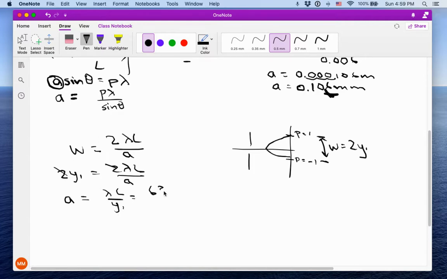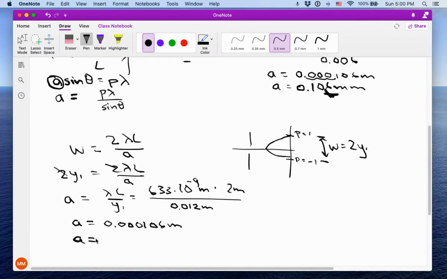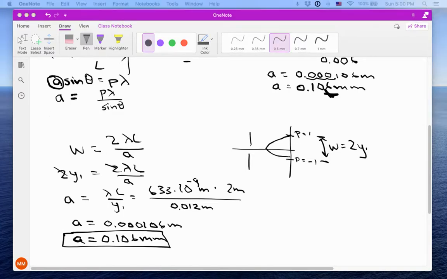And I plug in 633 times 10 to the minus 9 meters times L, which is 2 meters, divided by Y1, which is 0.012 meters. And I get the same thing. I get A is equal to 0.000106 meters. And writing it in millimeters, I get 0.106 millimeters. So I can do that either way. If you get used to solving the double slit experiments, then you can do it the same way. You just have to make sure you're going for the dark fringe for your P value.